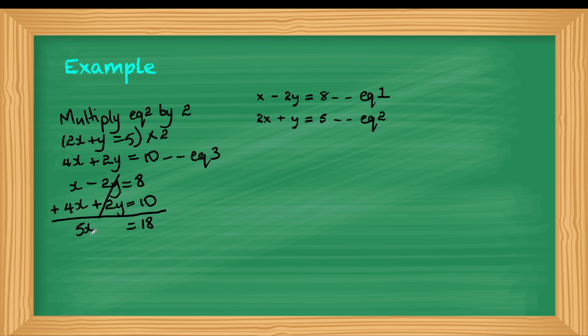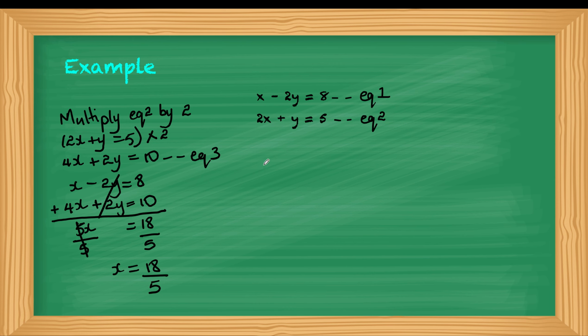Now my aim is to solve for x. And because x is being multiplied by 5, to get rid of the 5 beside it, I'll have to divide on both sides. So when I divide on both sides, I can get rid of this. So now I have x, which is equal to 18 over 5.